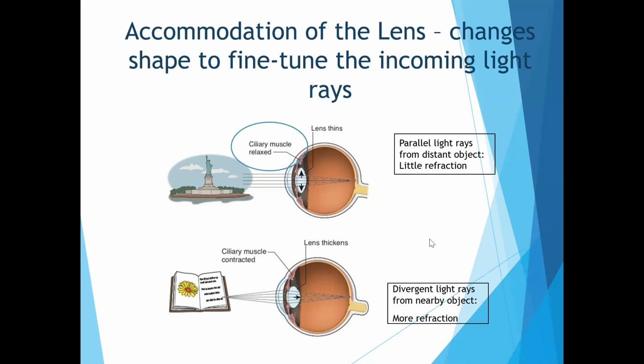Okay, accommodation is the next concept that we're going to talk about, and this is related to the lens itself. So the relaxation or the contraction of the ciliary muscle controls the shape of the lens. But what you guys really need to know is that accommodation is the concept of the lens changing shape based on how far or close an object is. So basically, our lens changes shape so that we can focus on an object based on the distance.